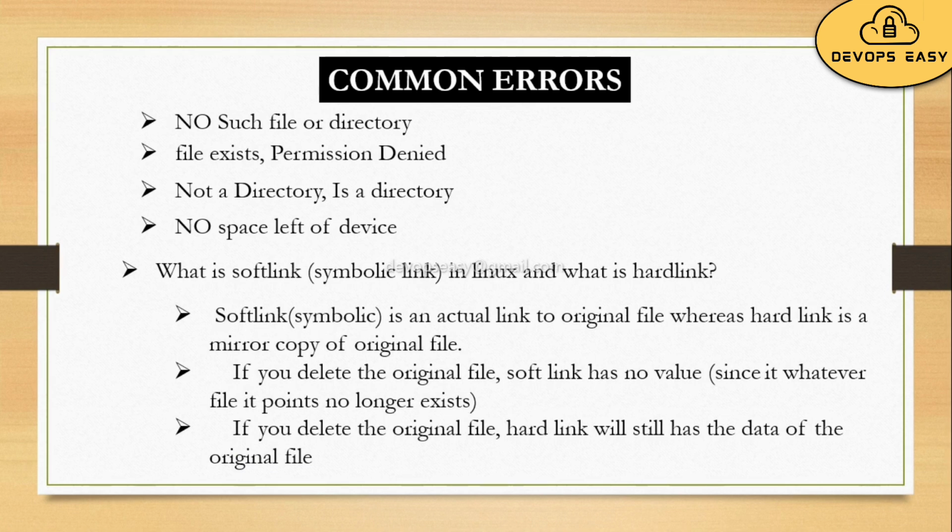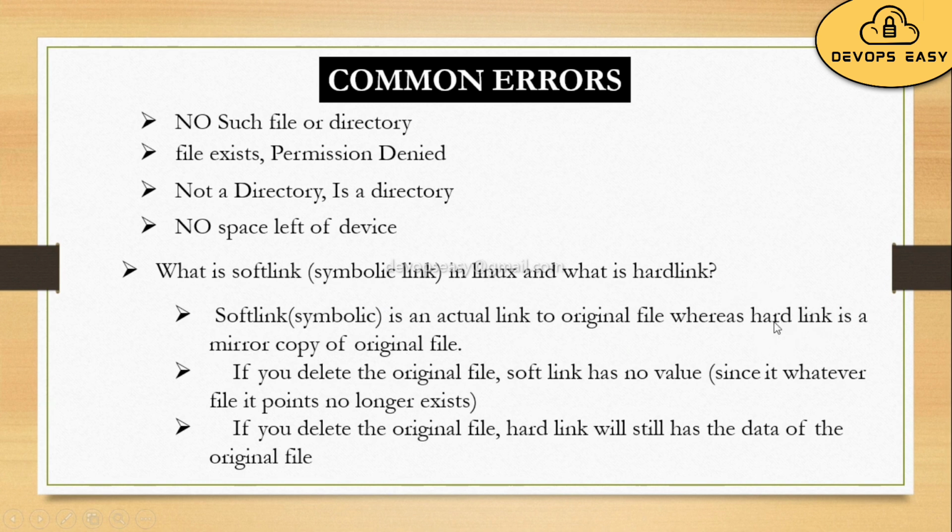Nothing but a shortcut. You are able to create a shortcut. So if you see, a soft link is an actual link to the original file, whereas a hard link is a mirror copy of the original file. If you want to remember what a soft link is, it is nothing but a shortcut to your file. If your original file is deleted, your soft link file will also be deleted. But a hard link is a mirror copy.